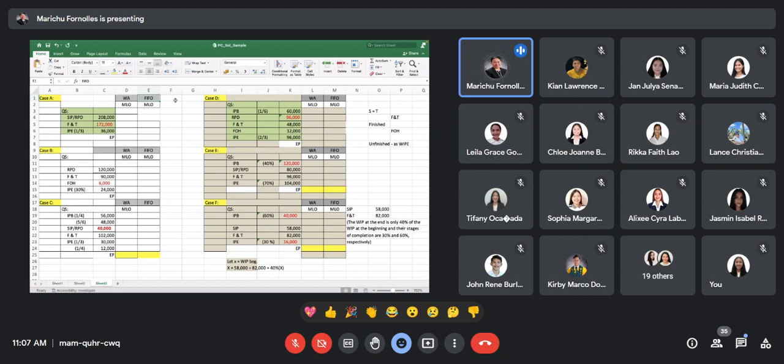Kana rang duha ang kapilian. Imposible nga magamit ang duha at the same time. Usa ra gyud ka method ang pilion sa company. Either they will use weighted average or they will use first in, first out method.